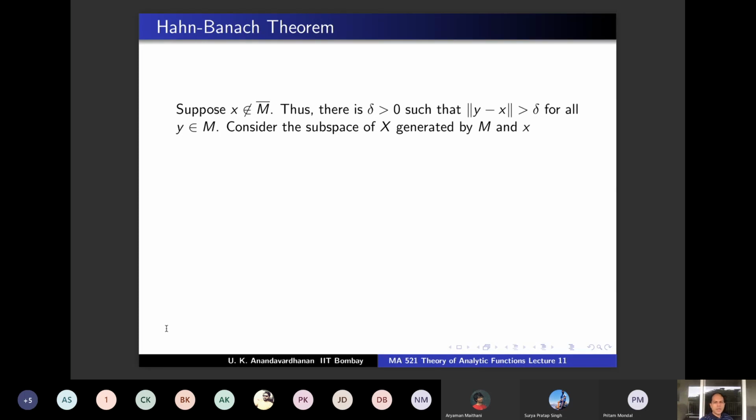And on this space, I am going to define a linear functional L. Anything on this space will look like y plus a scalar times x, where y is in M, and the value of that linear functional is that scalar lambda. This is well defined. Why is this well defined?